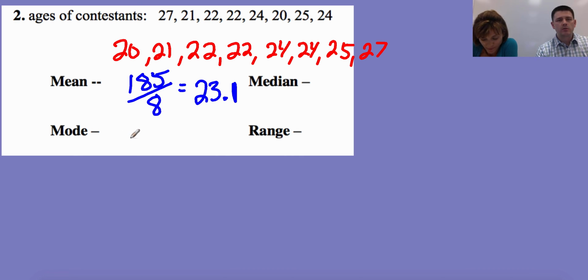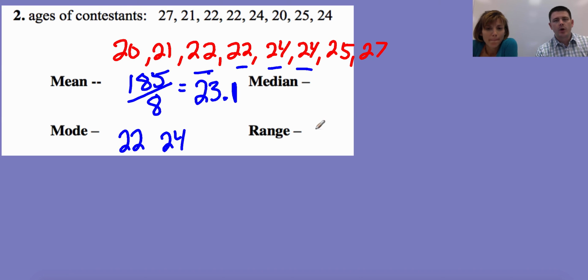Next, the mode. That's an easy one because it's just looking at your data. I see two 22s, I see two 24s. So in this case, those are my modes because they both occurred the most. Range: a high of 27, a low of 20. Well, 27 minus 20 gives a range of 7.